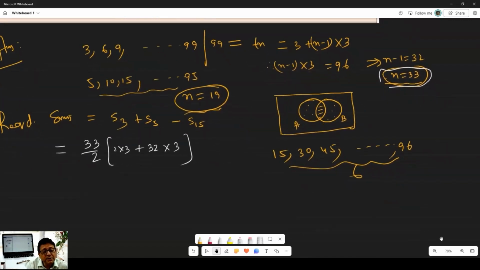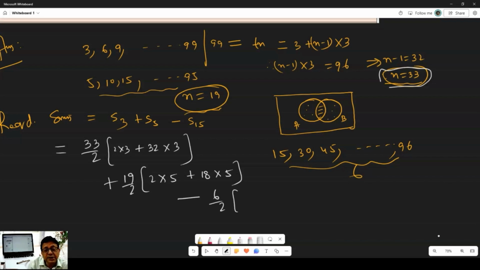How many terms are there divisible by 5? 19 terms. So 19 by 2, 2 into what? What is the first term? 5 plus 18 into 5. Clear? From there you will be subtracting these 6 terms which have occurred twice. In these 6 terms starting with 15, twice a plus n minus 1.